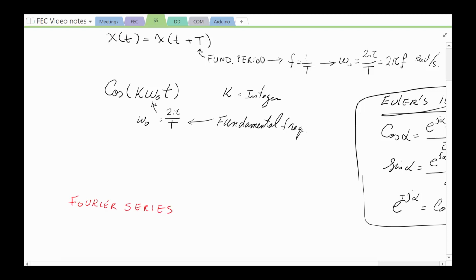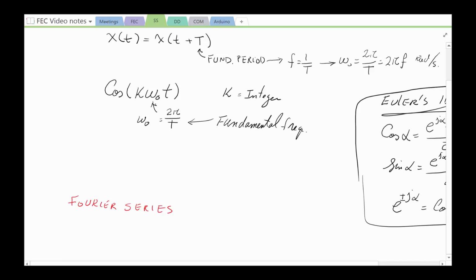Harmonics of a signal with frequency omega 0 would be 1 omega 0, 2 omega 0, 3 omega 0. So let's say you have a square wave of frequency 100. That means the first harmonic is 100, the second harmonic is 200, the third harmonic is 300.